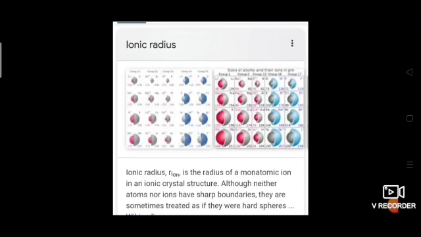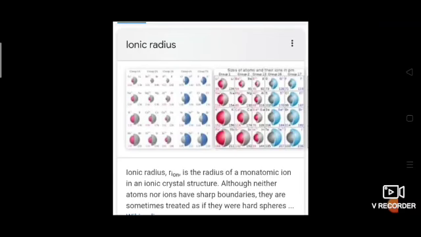First one, let us see atomic radius. What do you mean by atomic radius? Atomic radius is generally the distance from the center of the nucleus to the outermost shell of electrons. What do you mean by atomic radius? It is the most probable distance from the center of nucleus to the outermost shell. So we have learned about atomic radius in 10th standard also.